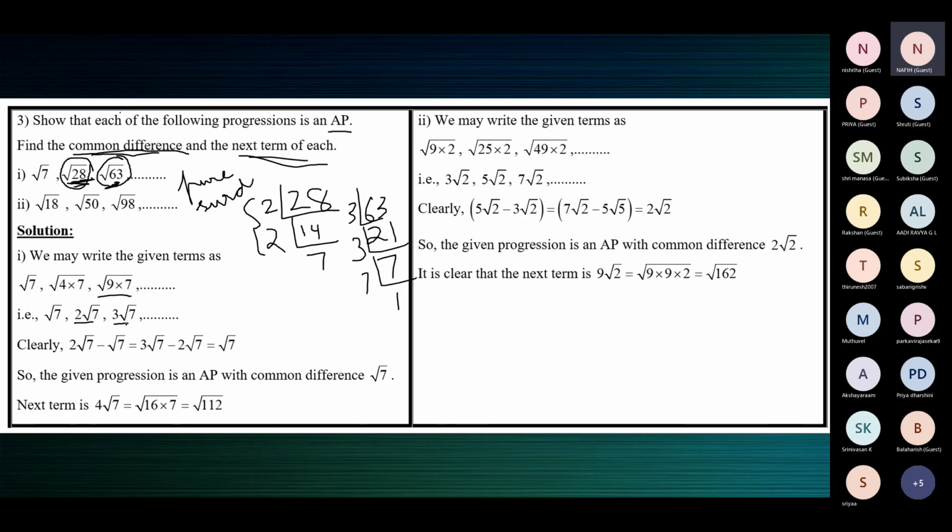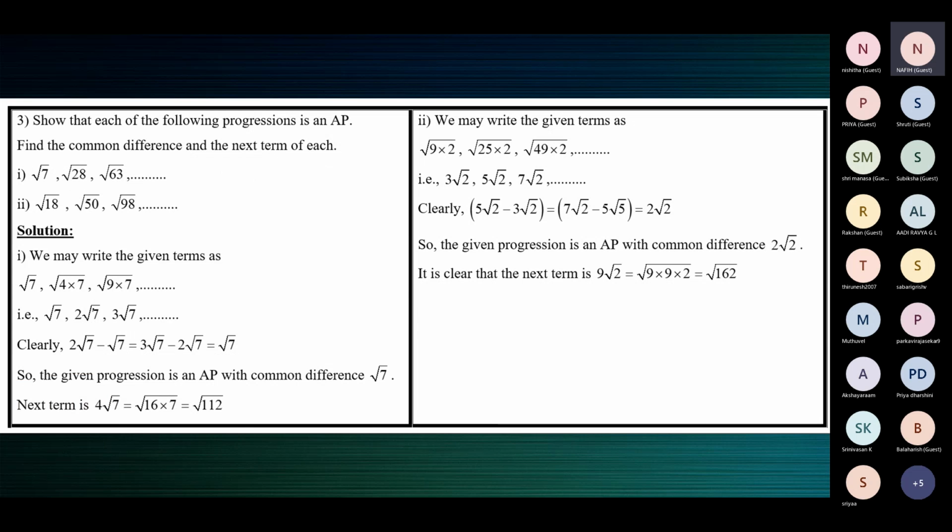Now, how do you check if it is an arithmetic progression? 2 root 7 minus root 7, and 3 root 7 minus 2 root 7. The difference in both cases is root 7. See here? 2 root 7 minus root 7, what's the answer? Root 7. 3 root 7 minus 2 root 7, the answer is root 7. So they are equal. That means there is a difference which is common.